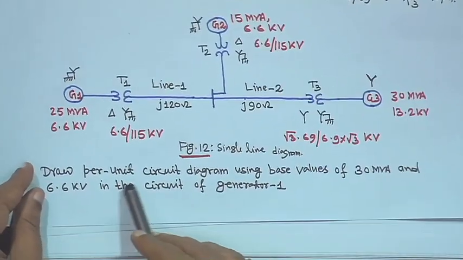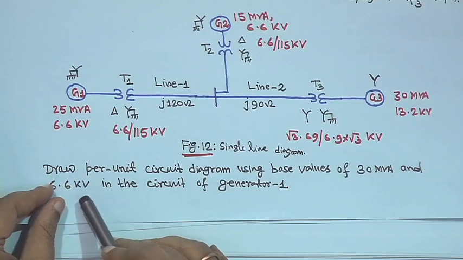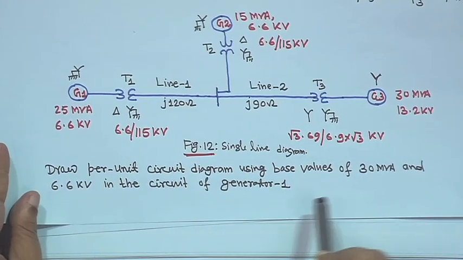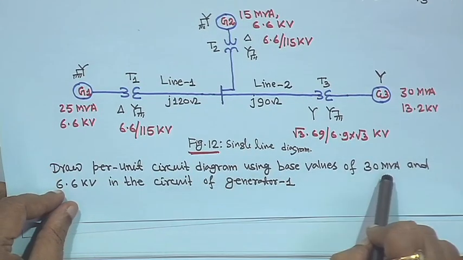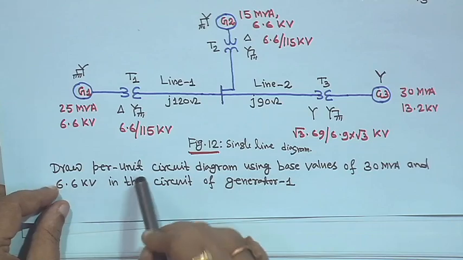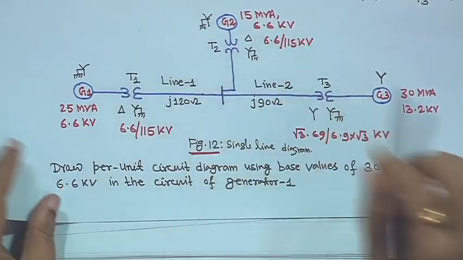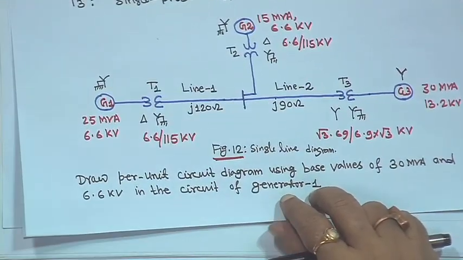So, you have to draw the per unit circuit diagram with the base values of 30 MVA and 6.6 kV in the circuit of generator 1. If the base value is given, you have to take 30 MVA as the MVA base and 6.6 kV as the base voltage. Based on that, you have to make this single per unit reactance diagram.